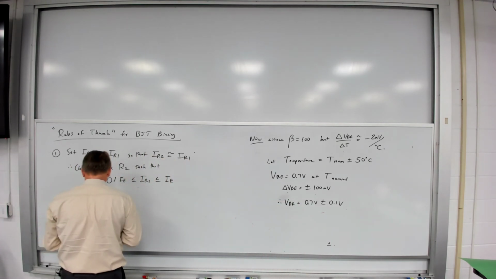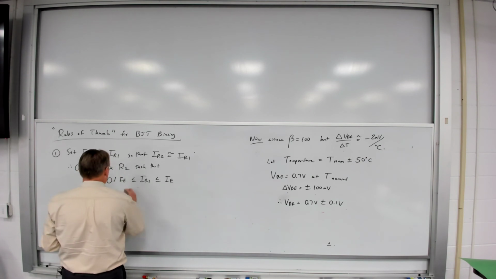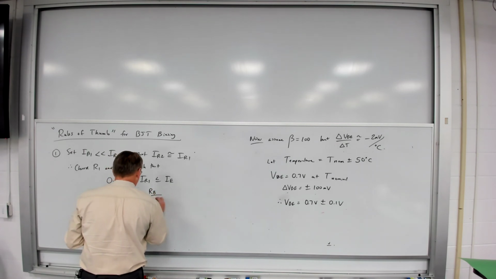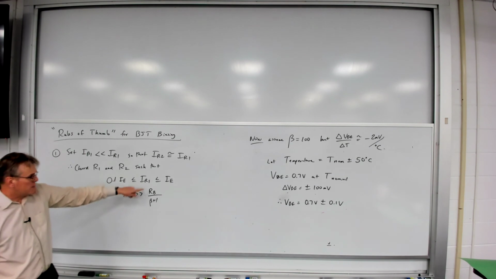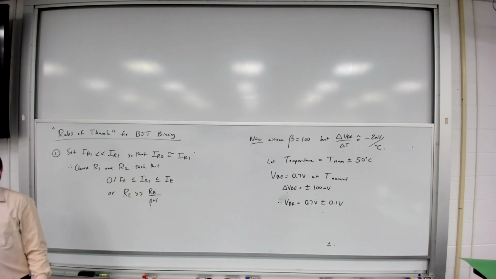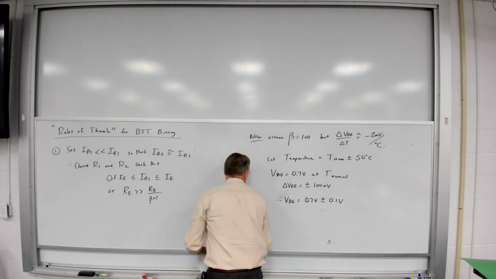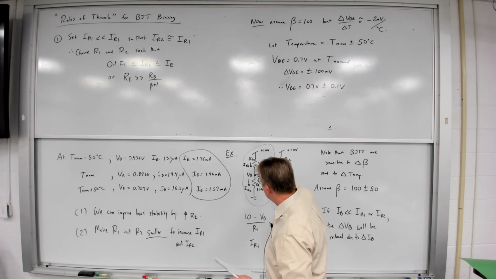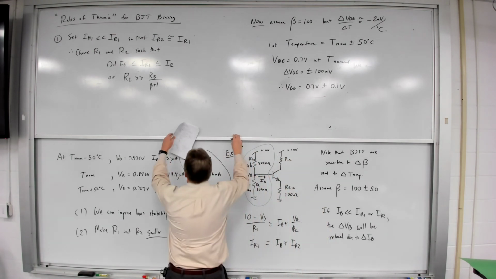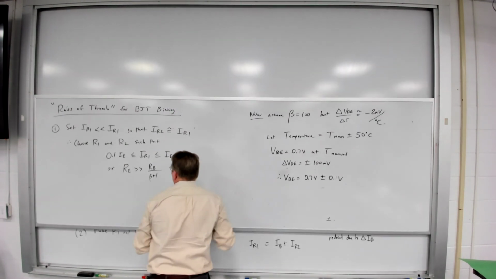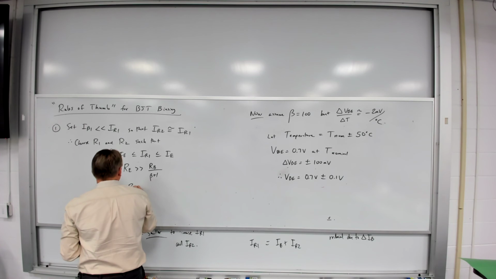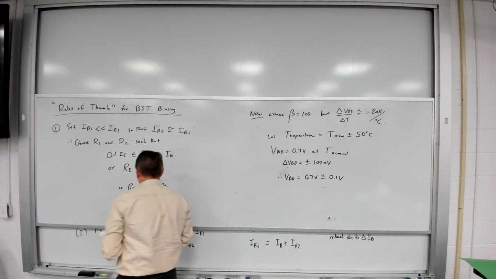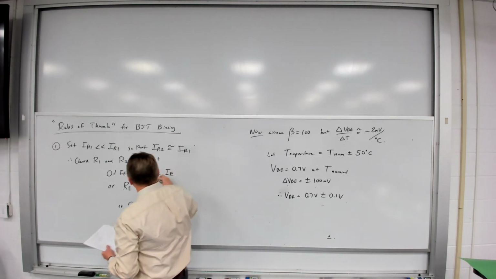Or I want my emitter resistor to be much, much greater than the equivalent base resistance. So when I did that Thevenin problem over here, the RB was equal to R1 in parallel with R2. So I want RE to be much, much greater than R1 in parallel with R2 divided by beta plus 1. That's another way to accomplish it. But really, this is what you want.